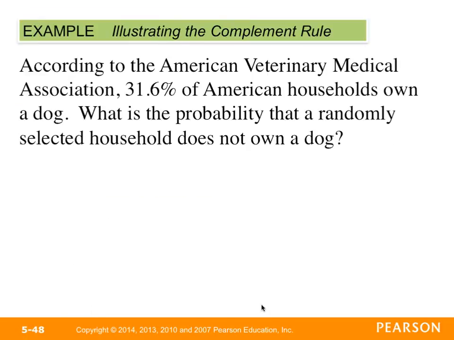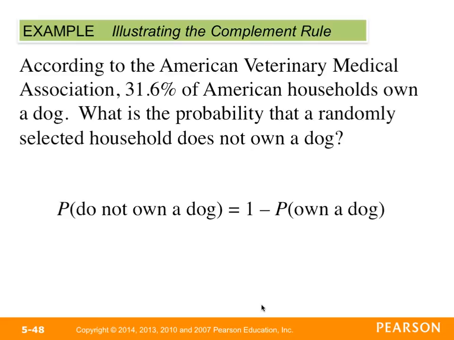Okay. According to the American Veterinary Medical Association, 31.6% of American households own a dog. What is the probability that a randomly selected household does not own a dog? So anytime you're seeing the word not, chances are you're doing something that illustrates the complement rule. So really what you need to do is write down the probability that someone does own a dog and then subtract that from 1. So what we have here is just 1 minus 0.316, and we get 0.684.